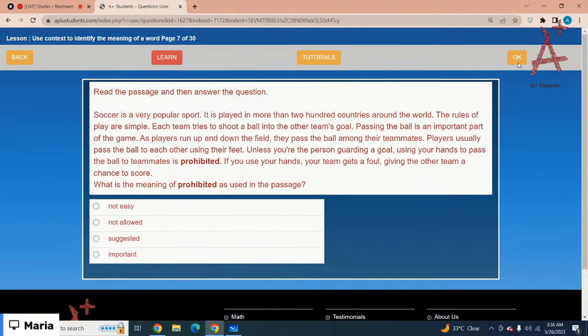What is the meaning of prohibited used in the passage? Prohibited means the things that you are not allowed, so it would be not allowed. Got it?